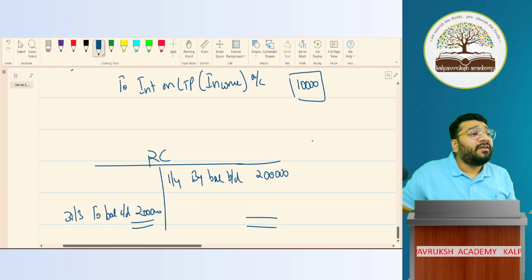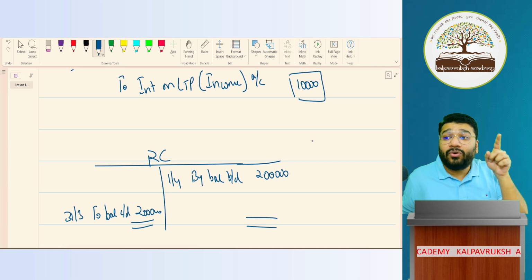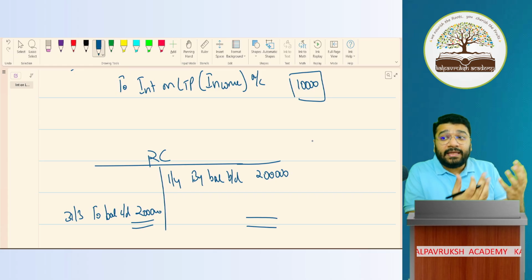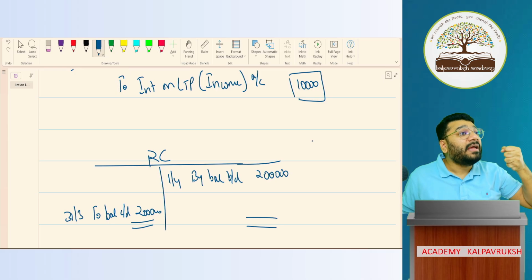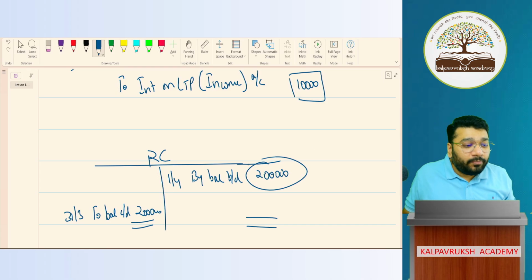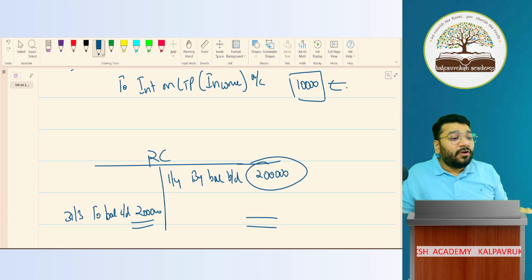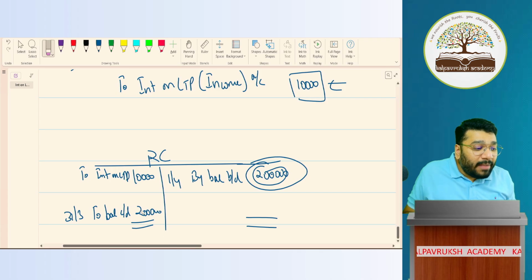Which means what? We are threatening the partner. Donkey fellow, if you do not pay interest to me, I will not come behind you. I will not come and beg from you, give me money, give me money. I will not ask. I have one authority. I have a control. I will directly reduce from your capital. From you, how much money did I take? 2 lakh rupees. How much should I give you? 2 lakh rupees. But if this 10,000 rupees you don't pay me, from this 2 lakh, I will deduct 10,000 as interest on loan to partner, and I'll give you the balance. How much only? 190 only I will give you.